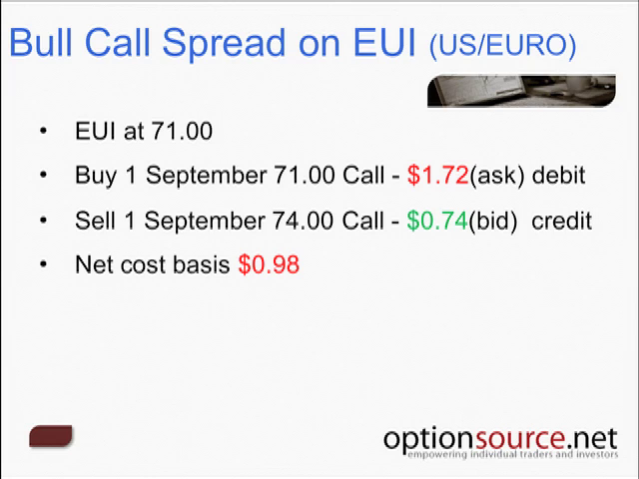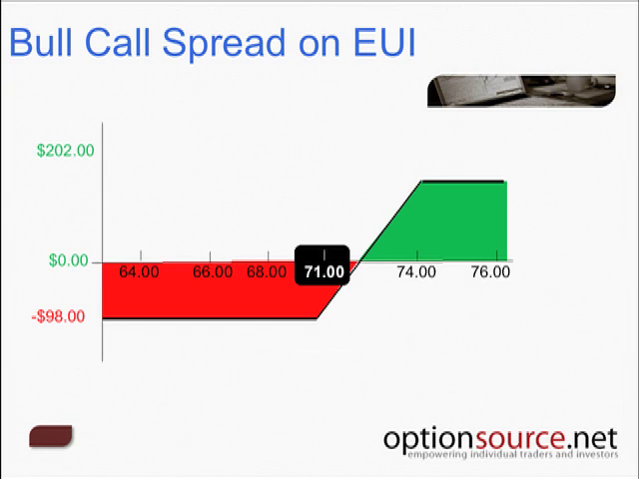But what we've done, if you'll notice, is instead of our risk being $1.72 or $172 per contract, we've lowered our risk down to $98. So we've in fact created a position where we've limited our risk exposure, but as a result, we obviously limit our profit potential.